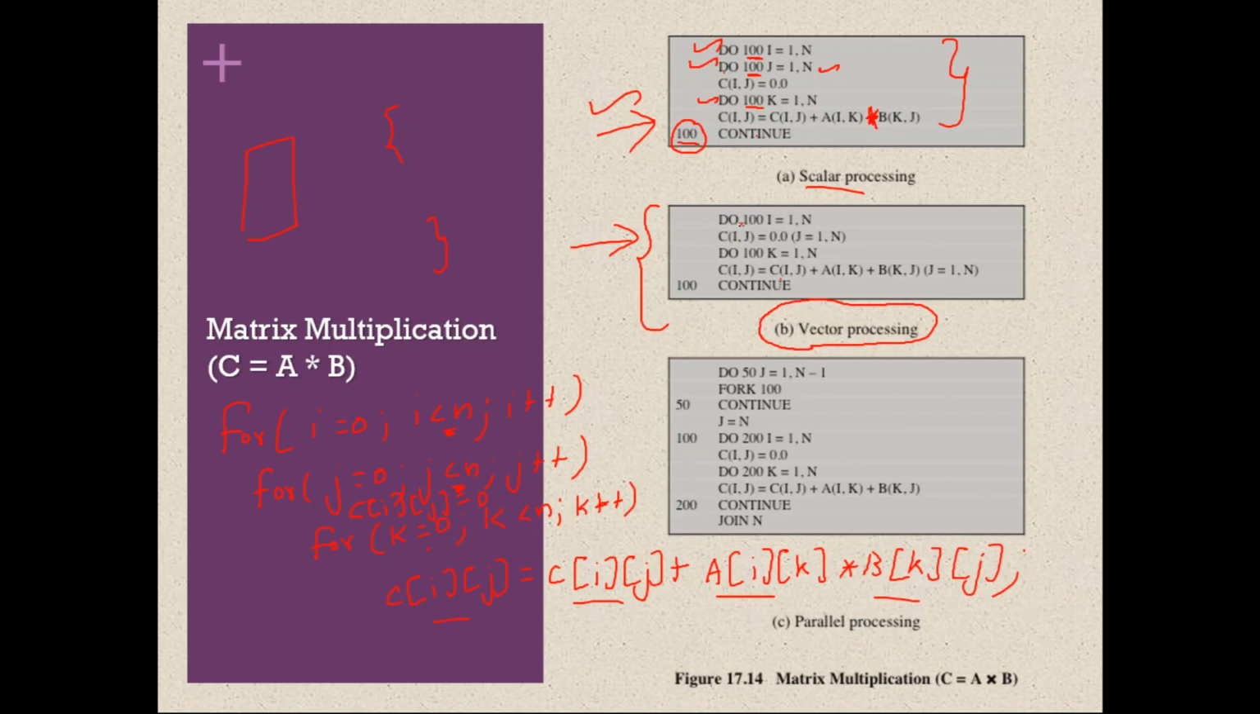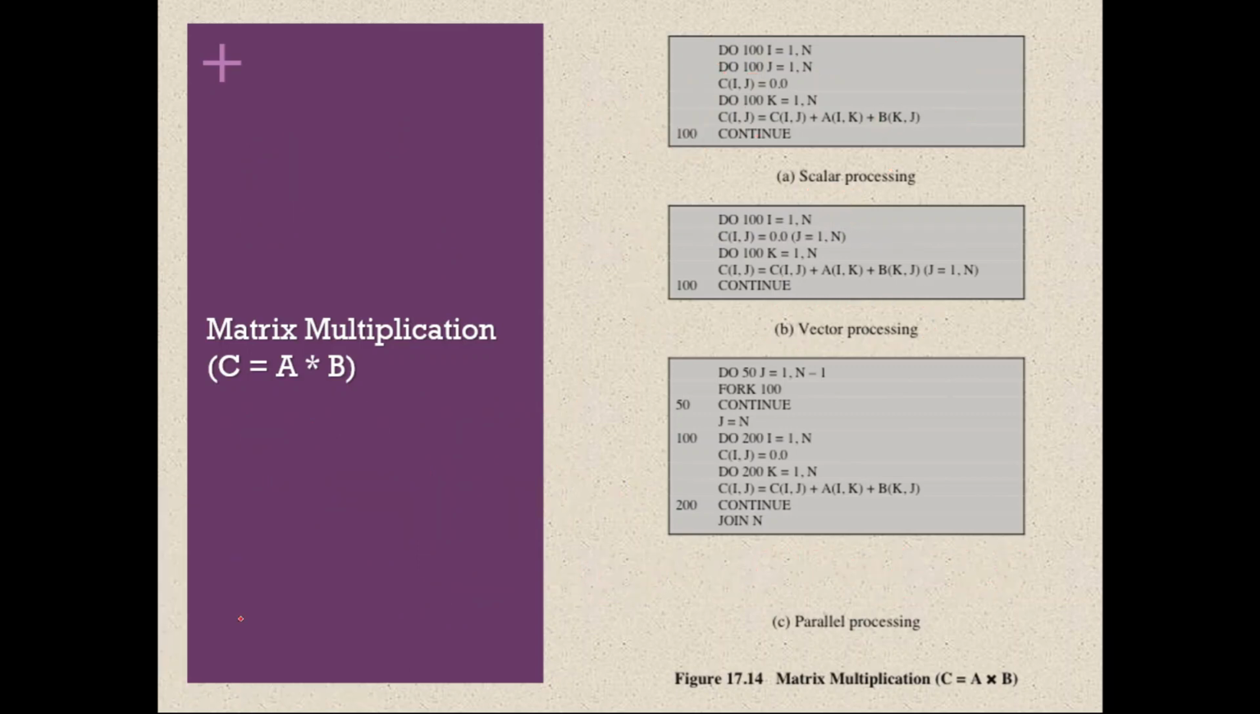Now let us see the code. Here, this is the outer loop, the i loop, which is ranging from 1 to n. This is the inner loop. Sorry, this statement you see is actually a vector processing statement: c of i comma j equal to 0, j equal to 1 to n. This is one statement we are giving. What does it mean? Actually, it's a single statement.